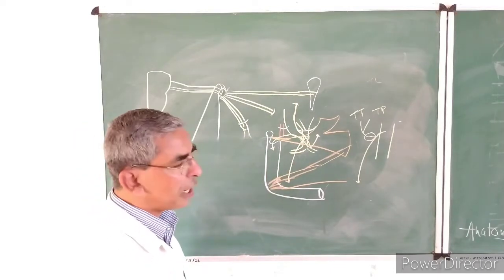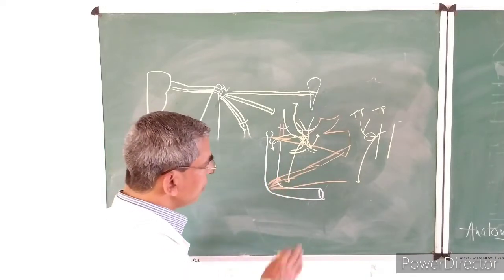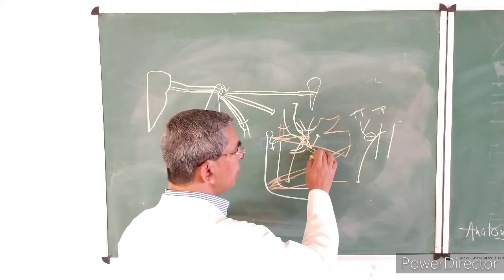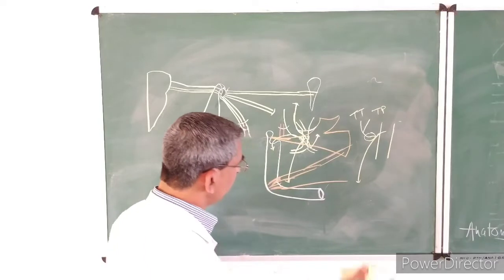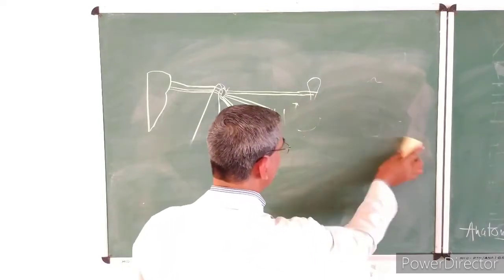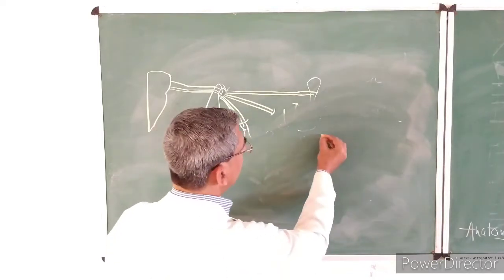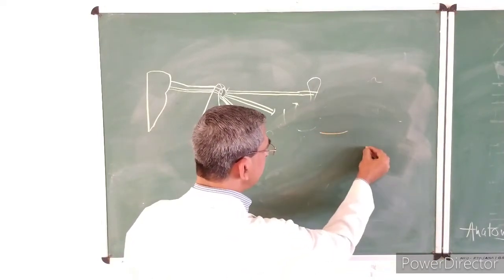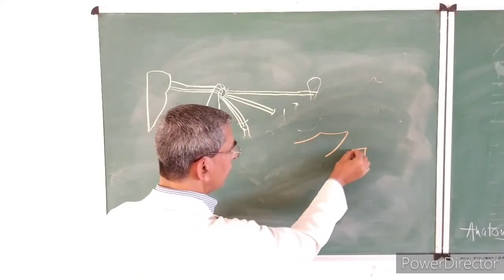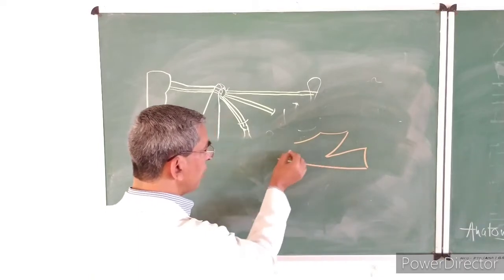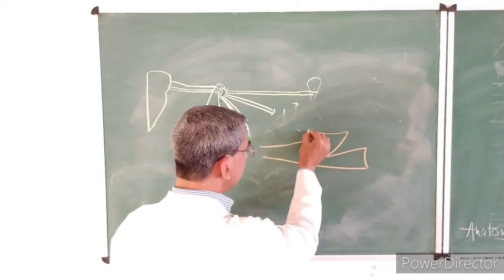Now the fourth branch, which is known as the sensory branch. This sensory branch passes to the two heads of the lateral pterygoid muscle here. Look here. This is the lateral pterygoid muscle, upper head and the lower head.